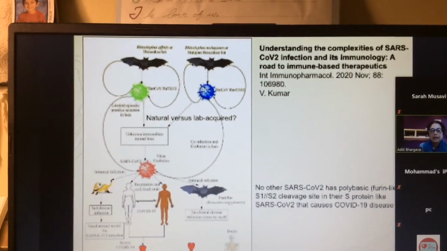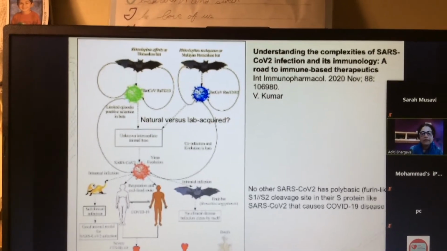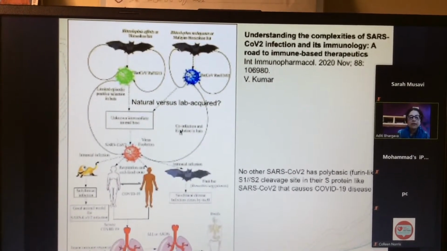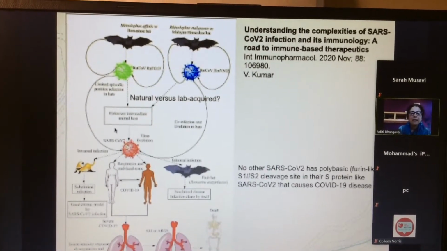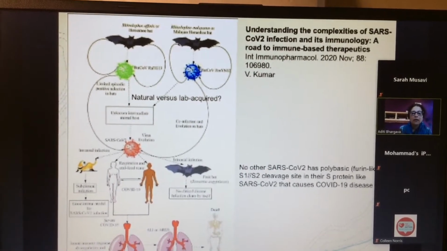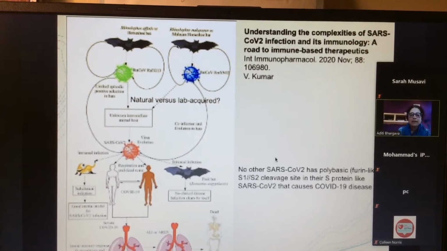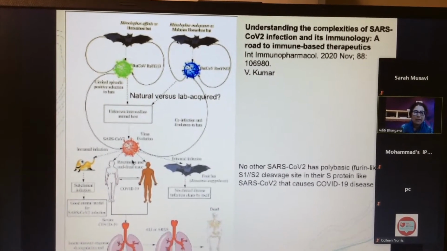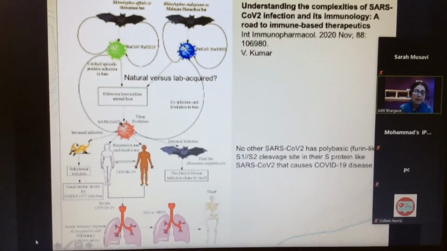And I do not think we have enough data to rule out any of that, and especially in the absence of data, we don't have any way of knowing how a bat virus, which has never seen something like this, acquired that. So that's something to keep in mind. But nonetheless, here we are.